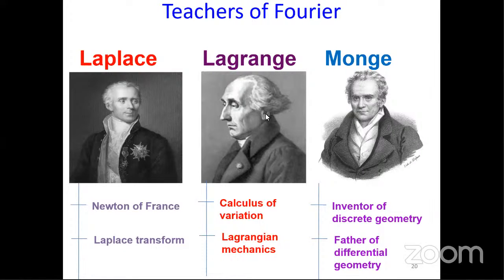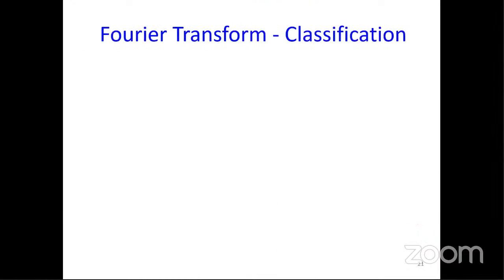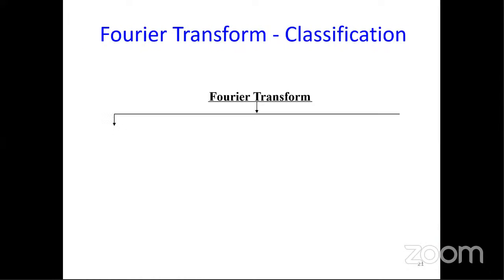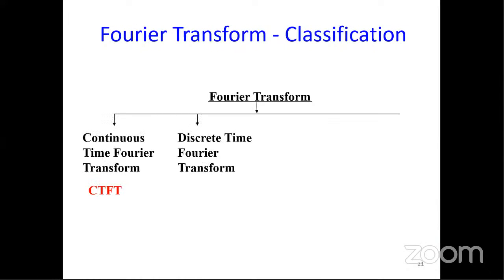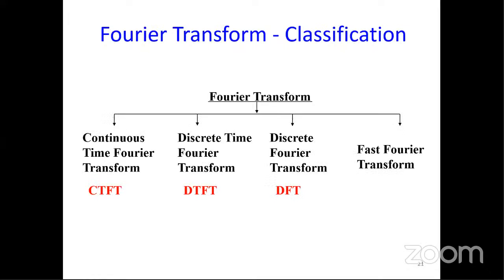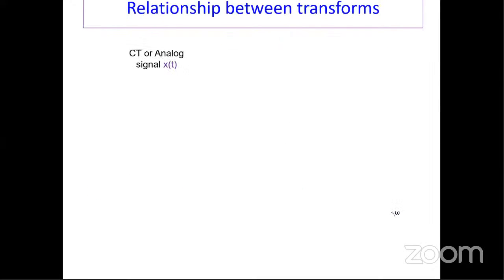If you observe the Fourier transform, it has a very close resemblance to the Laplace transform. So teachers also play a very, very vital role in shaping the student. Then Fourier transform, we can classify into different categories like CTFT, DTFT, DFT, and then FFT. I hope all of you are very clear on this. So let us give a relationship between different transforms through this simple slide. I may not be spending much time, but still an overview is required.